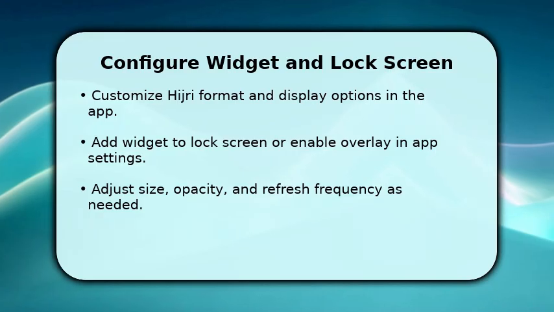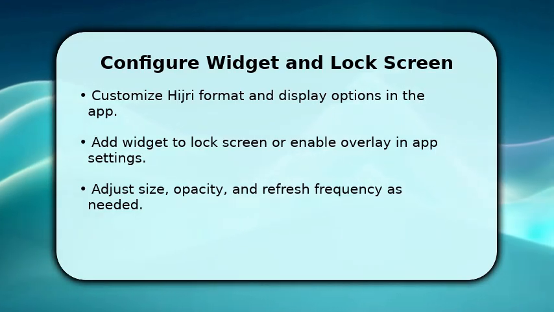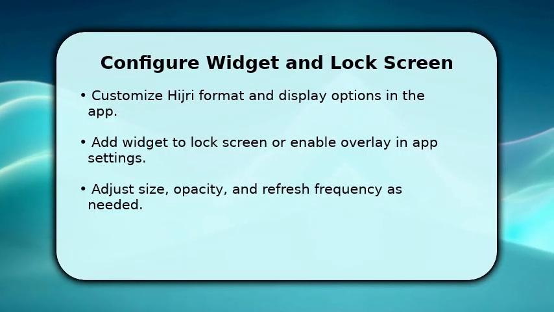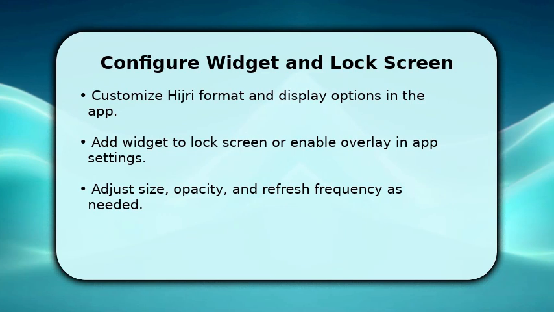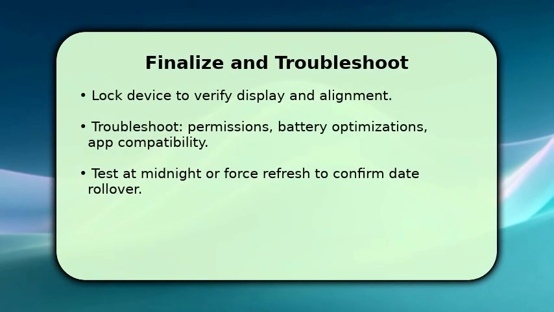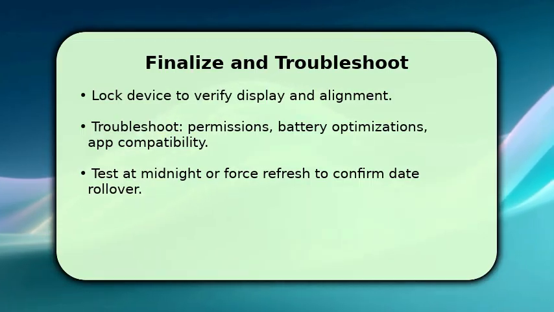If your Android requires an overlay, enable it inside the app and set opacity and size. Make sure refresh frequency is reasonable so the date updates at midnight without battery drain. You're finishing the setup. Lock the phone and verify the Hijri date appears correctly and is aligned.